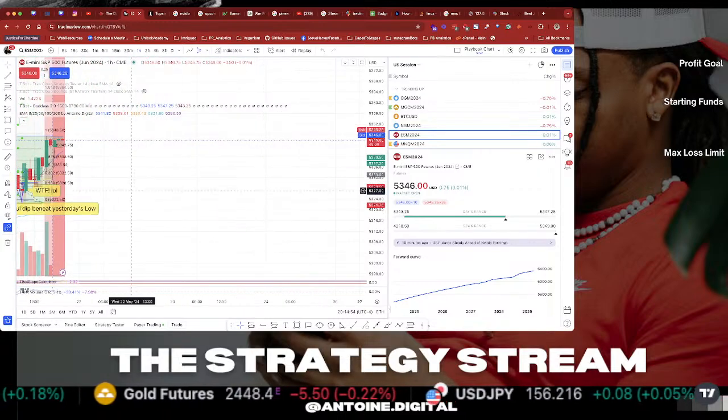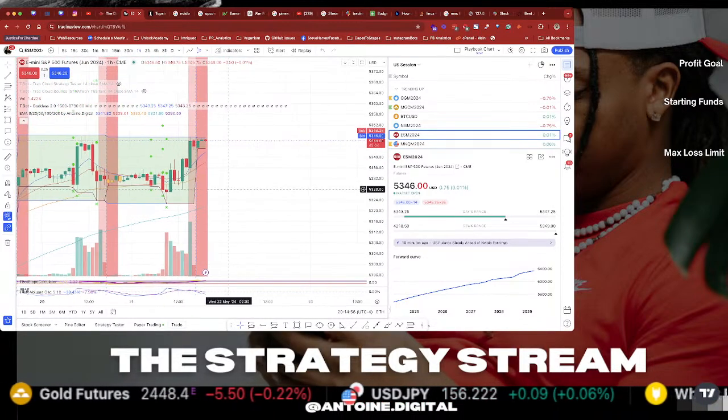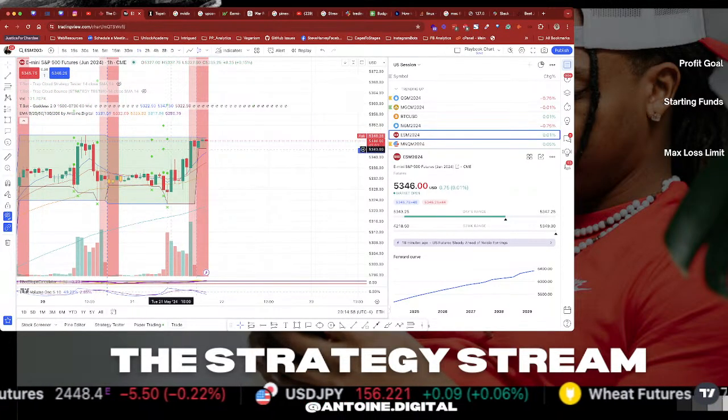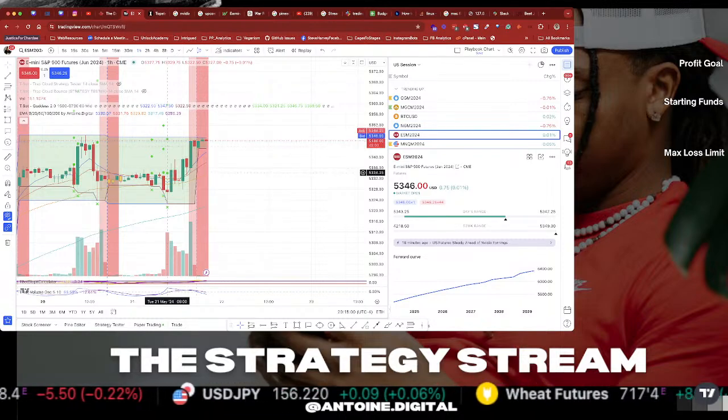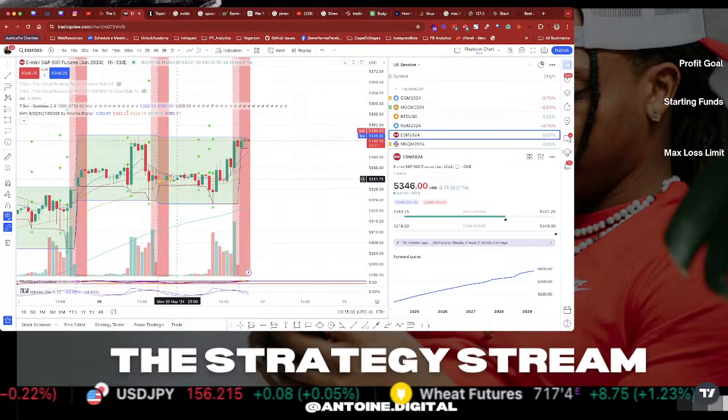Beautiful signals. Look at these signals T.Bot sent. Look at that one right here, 9 o'clock. That's the one we took. I just didn't sit in all this drawdown over here. But that was a great signal.